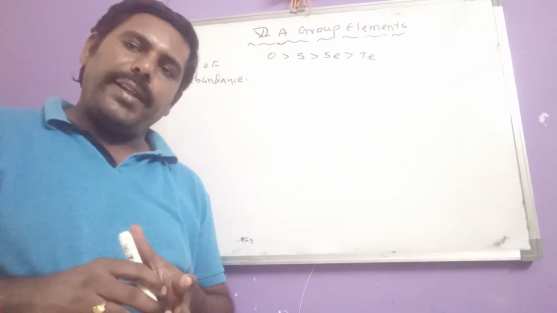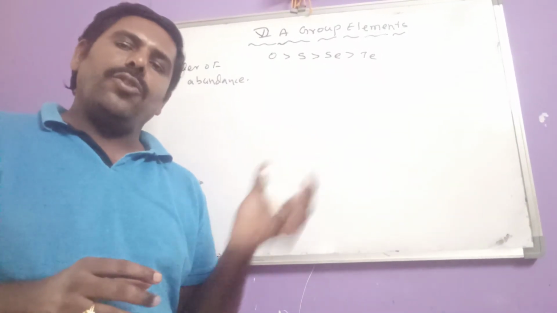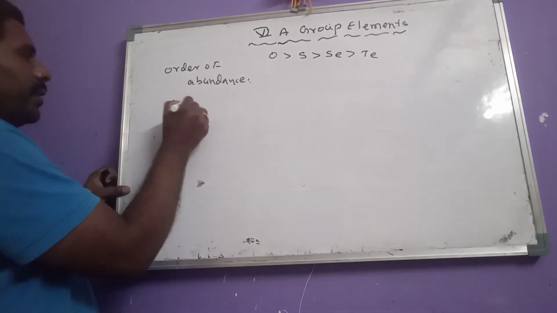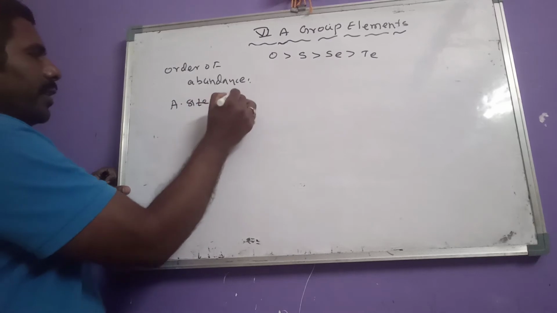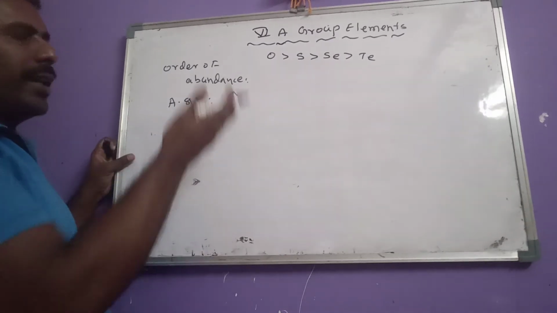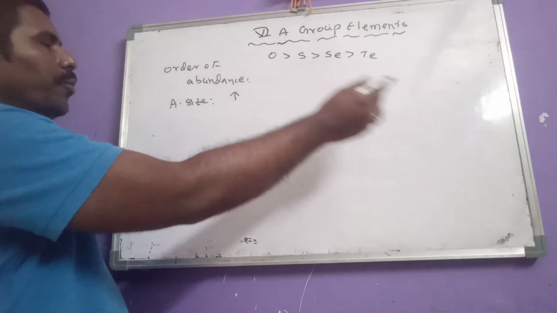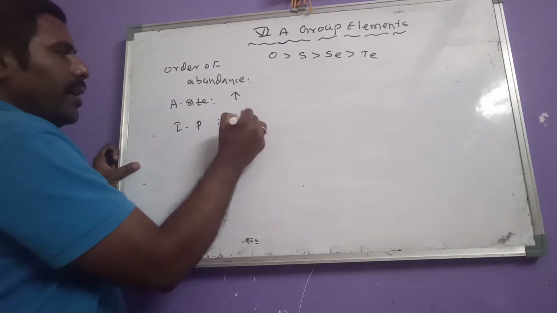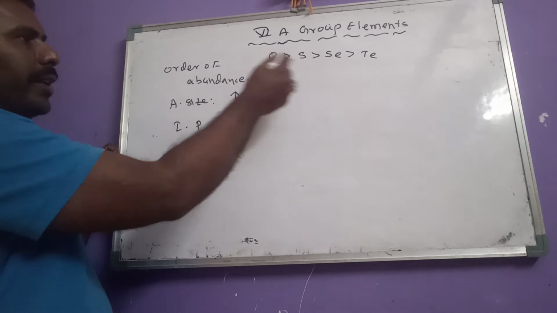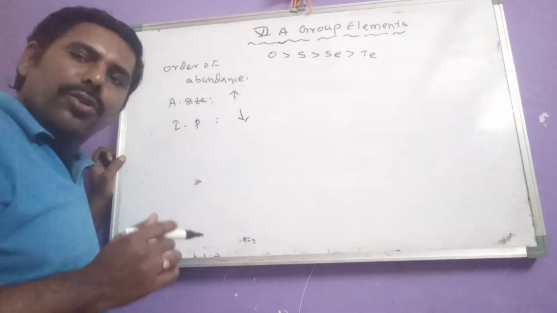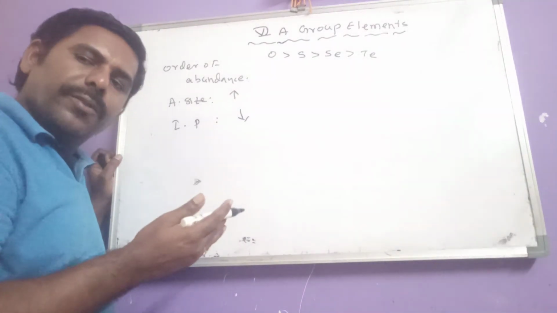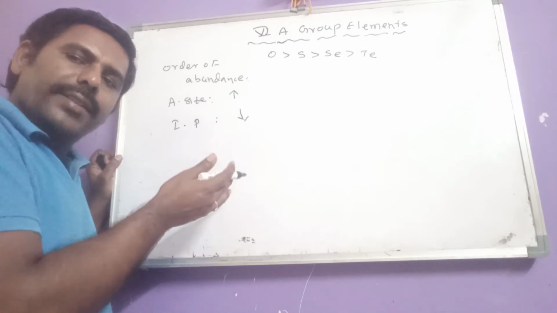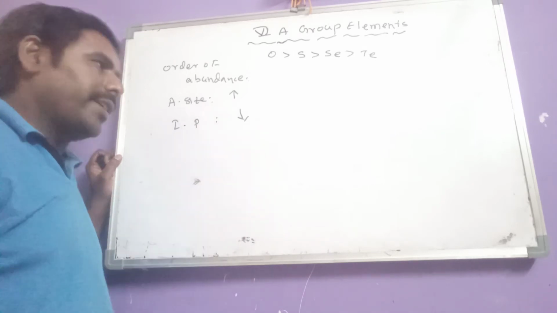Okay, then after that, let us go for the properties of 6A group elements. The first one is atomic size. We know easily that atomic size increases from top to bottom. And then ionization potential decreases from oxygen to tellurium. No need to discuss polonium because that is a radioactive element. No need to consider it in these general properties.